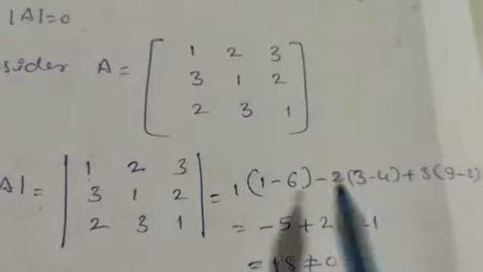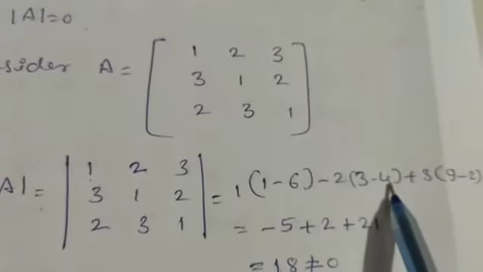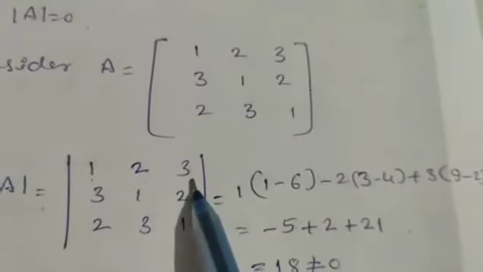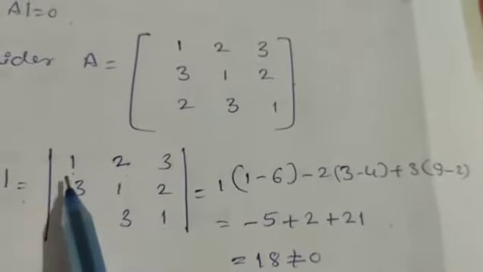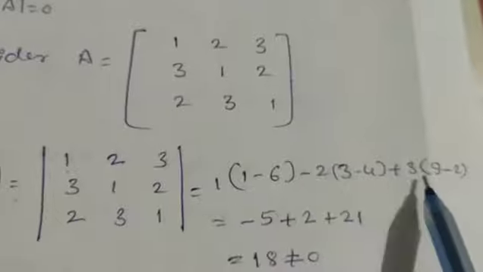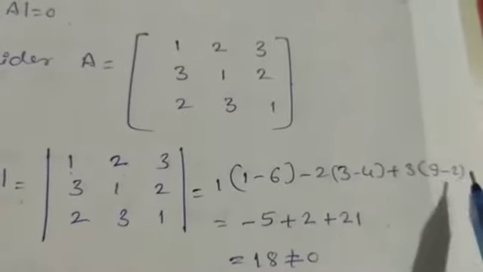3 into 1 is 3. Minus 2 into 2 is 4. Then plus, the next element is plus 3 into, leave this column and row, cross multiplication: 9 minus 2 into 1 is 2.